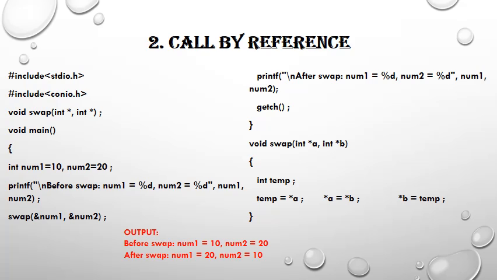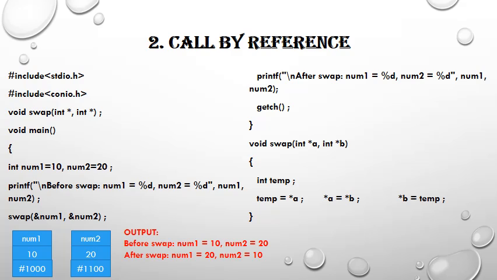So here we have the output like this. Before swapping, the values were 10 and 20 for num1 and num2, and after swapping the values are 20 and 10 for num1 and num2. Now let's see with just diagrams of the memory locations what happens there.